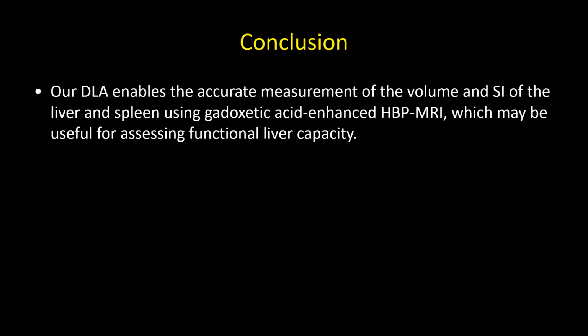To conclude, our deep learning algorithm enables the accurate measurement of the volume and signal intensity of the liver and spleen using gadoxetic acid-enhanced hepatobiliary phase of MRI, and it may be useful for assessing functional liver capacity.